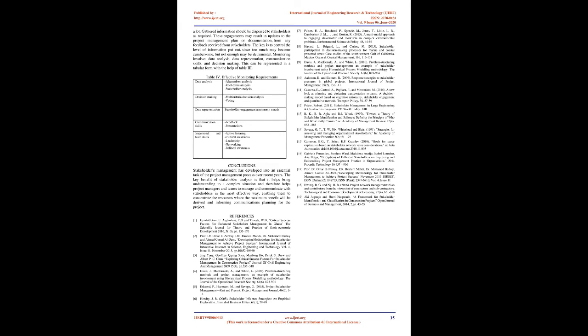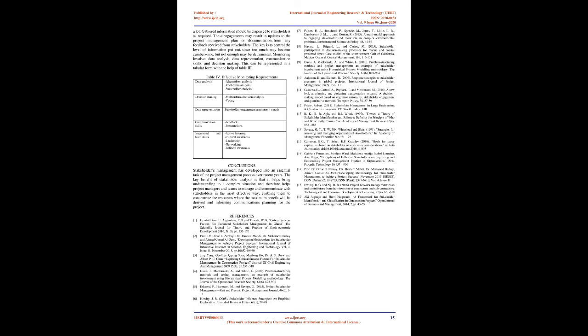This information can be gathered from various areas, but the bottom line is keeping stakeholders informed using the tools implemented by creating the plan. Talking to the people on the team can help. A lot of the gathered information should be dispersed to stakeholders as required. These engagements may result in updates to the project management plan or documentation, from any feedback received from stakeholders. The key is to control the level of information put out, since too much may become cumbersome, but not enough may be detrimental. Monitoring involves data analysis, data representation, communication skills, and decision-making.